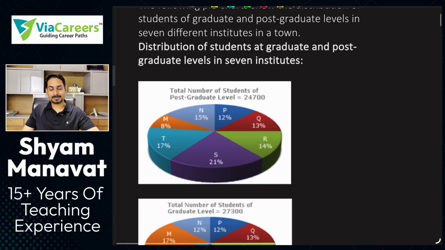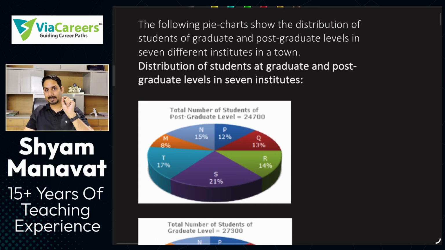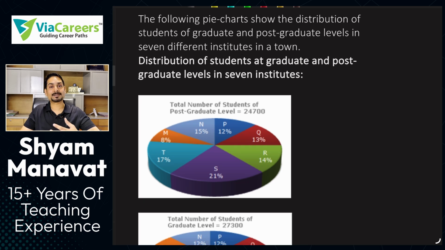So, here we have the first example with us. Remember, the objective of the concept class is to understand whether we are able to interpret the data from the given format of the data presented. Here the data is presented in form of pie chart. Let's try to interpret. The question is, the following pie chart shows the distribution of students of graduate and postgraduate level of 7 different institutes in the town.